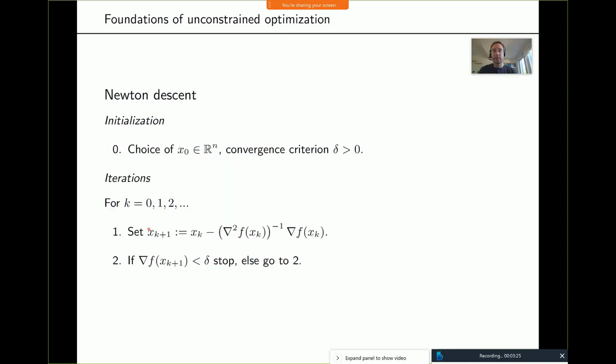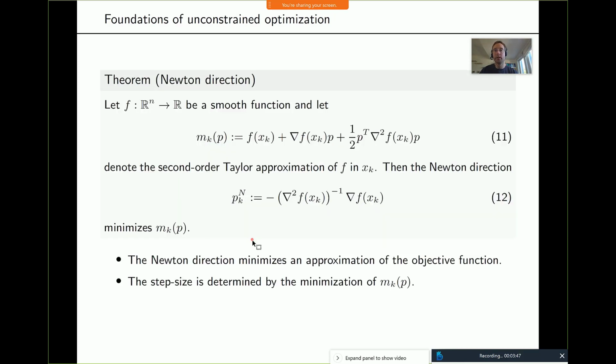So the question is, what about this Newton direction? Why is it not only maybe a good idea to go into the gradient direction, which is the direction of steepest descent, but why is doing this kind of update another thing that you can do? Now, this can be motivated as follows.